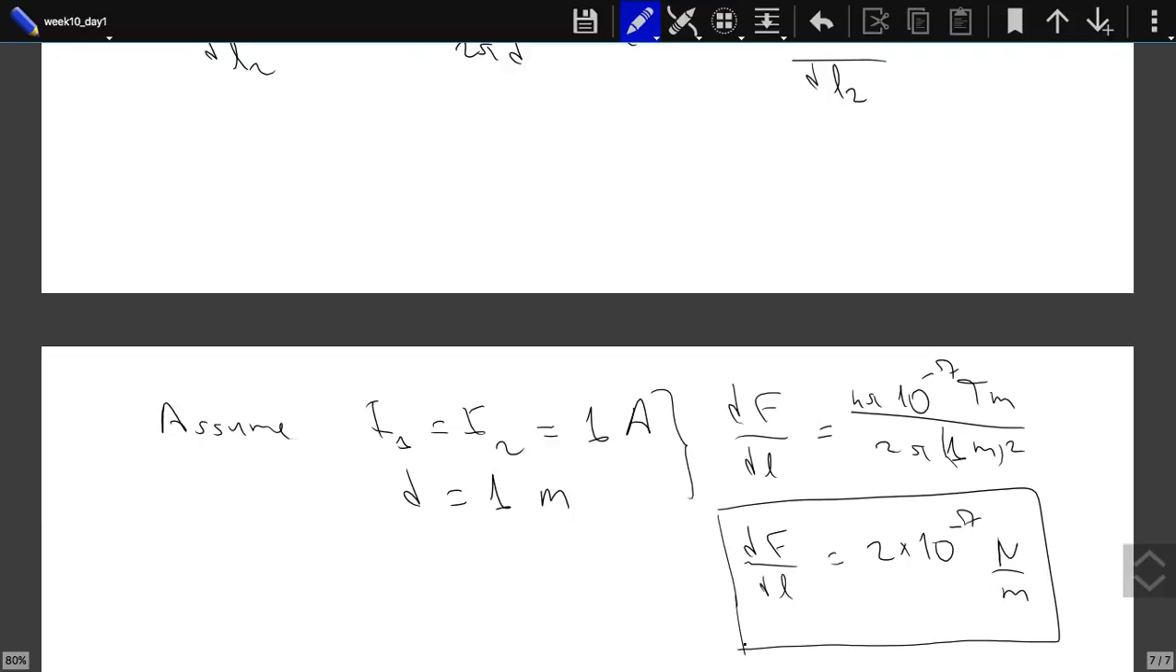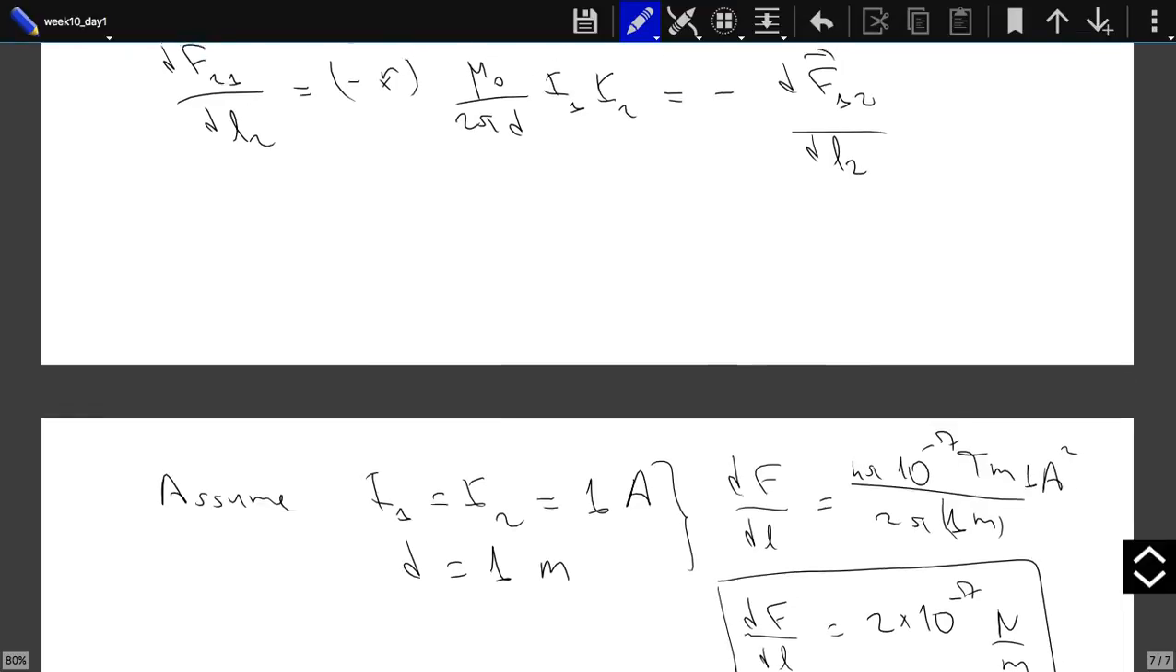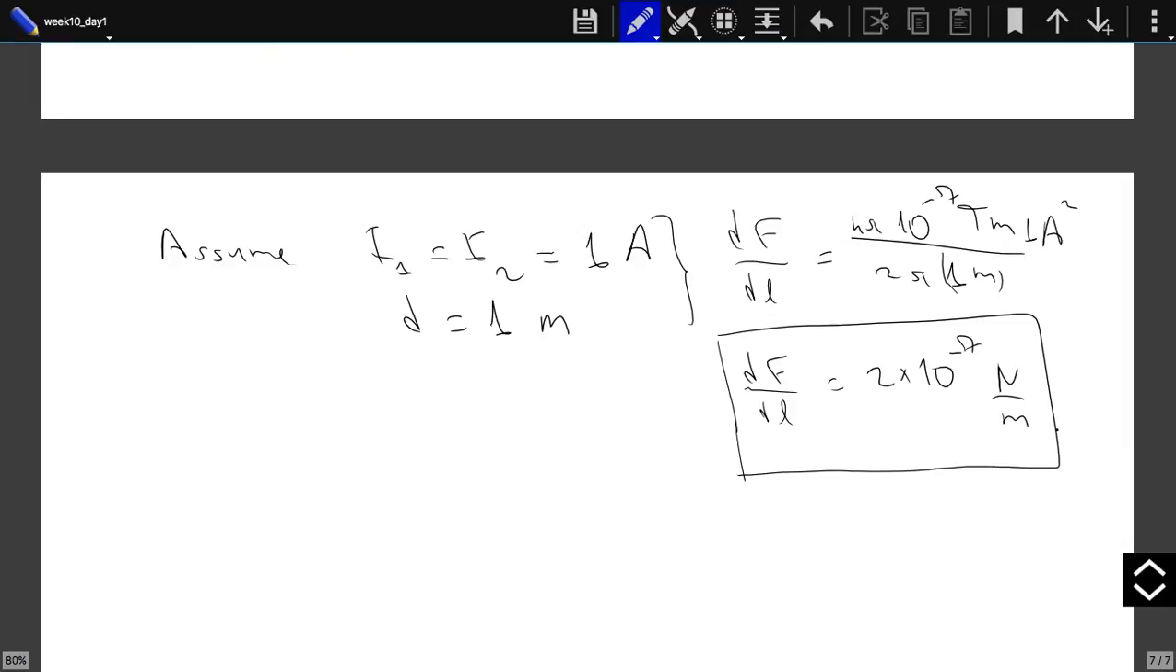Metrekare mi hocam? Oh, sorry, it's just a meter. And let's see, and ampere squared. Yes, now it's correct.